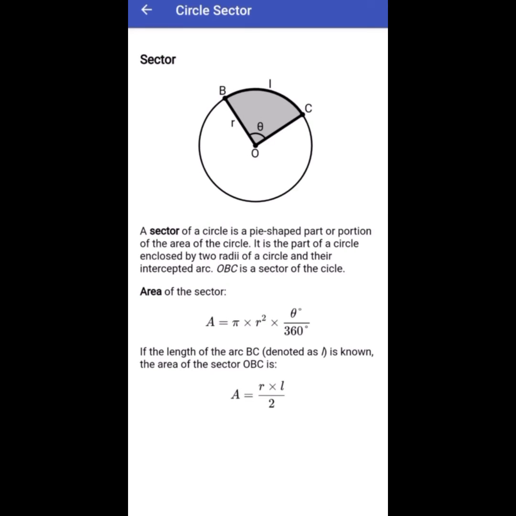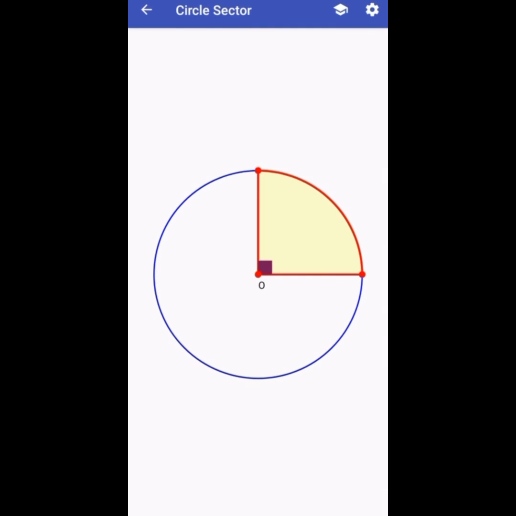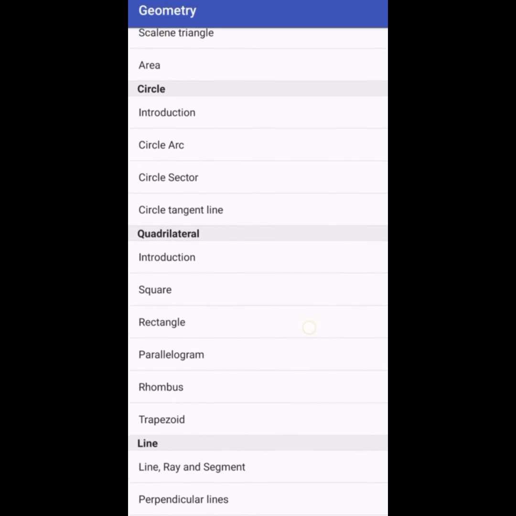Now let's move on to the circle sector. A sector of a circle is a pie-shaped part or portion of the area of the circle. It is the part of a circle enclosed by two radii of a circle and an intercepted arc. OBC is a sector of the circle. Here is the formula for the area of the sector. If the length of the arc BC, denoted as L, is known, the area of the sector OBC is equal to R times L over 2. That is the circle sector.